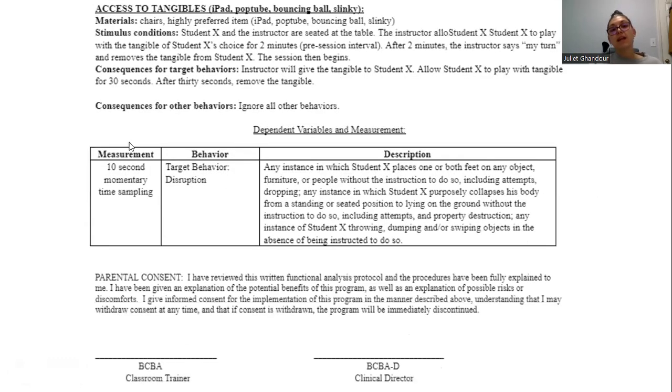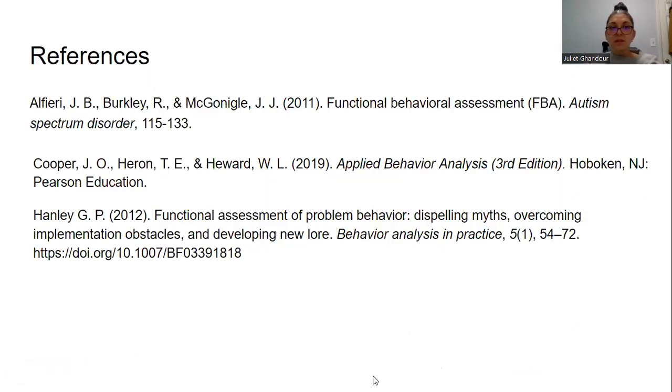The type of data that will be collected, what the behavior would look like in the description. And at the bottom, underneath these 2, there are 2 more lines, one for the child study team representative and one for the parents of the student. So it would be signed by the BCBA, the clinical director, child study team representative, and the parent of the student. And here are my 3 references that were used to gather all my information.